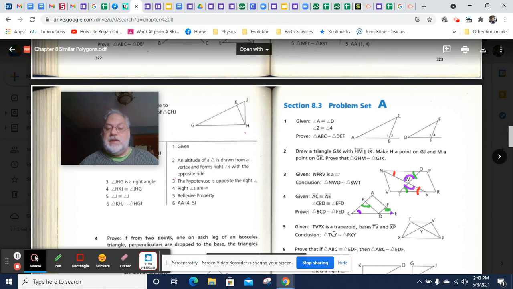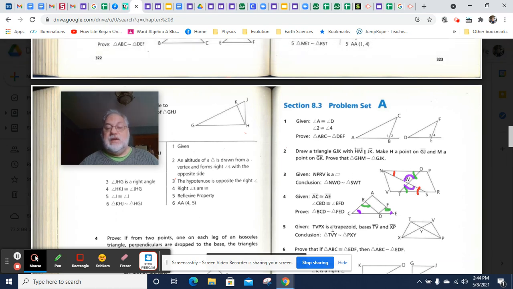Number 5, TVPX is a trapezoid. Okay. Now, obviously, I'm giving you some hints, and almost there. You have to write the proofs for these, of course. So TVPX is a trapezoid.